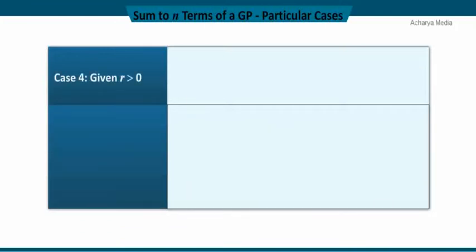Case 4. Given r is greater than 1. If r is greater than 1, then Sn is equal to a into (r to the power n minus 1) divided by (r minus 1).